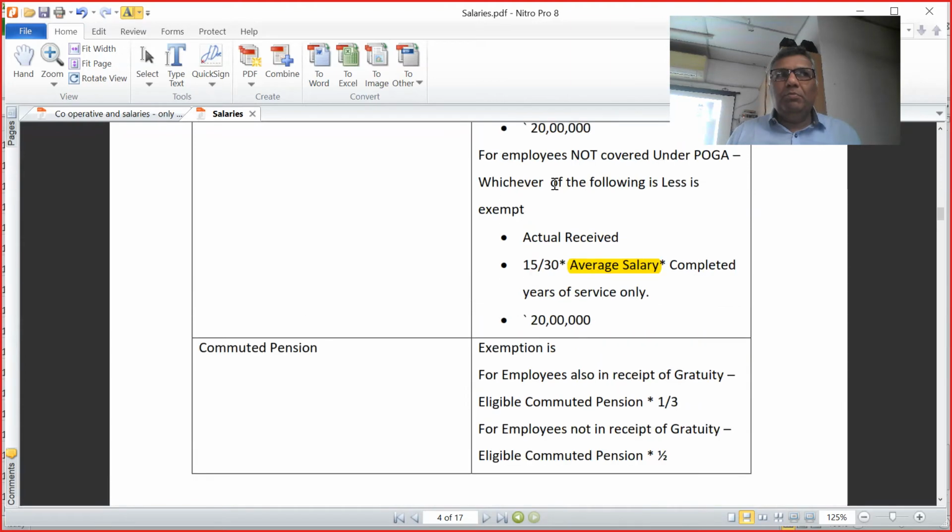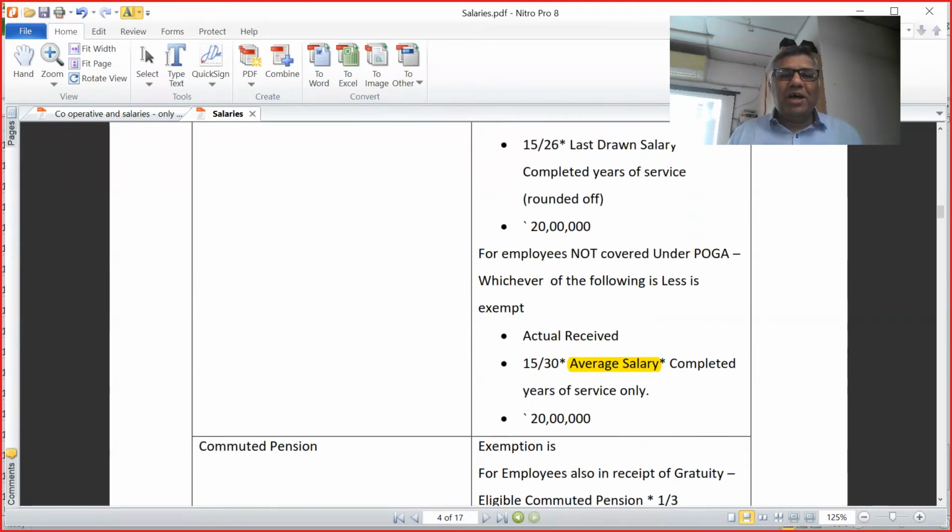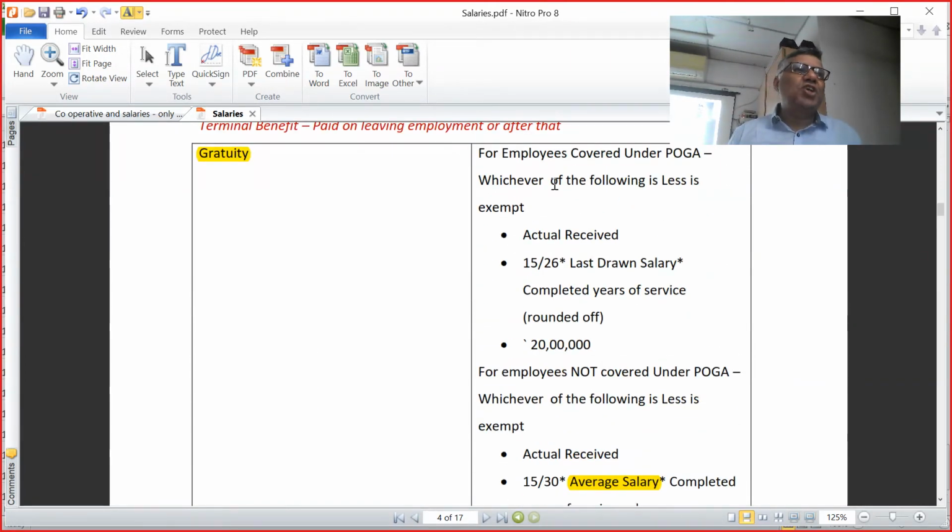Part thereafter, in excess of 6 months, round off to the higher side. 21 years 4 months stays 21. 21 years 8 months rounds off to 22. Up to 6 months, it is dropped. More than 6 months, round off to the higher side.